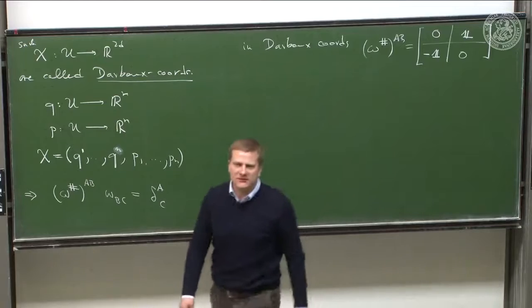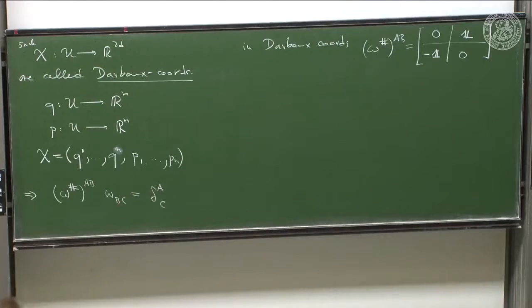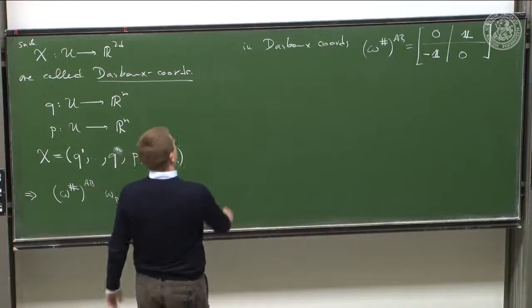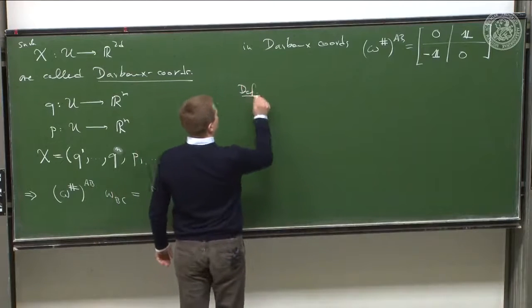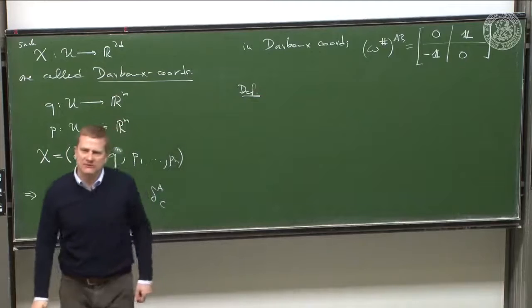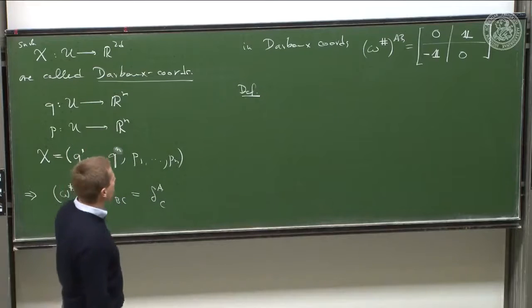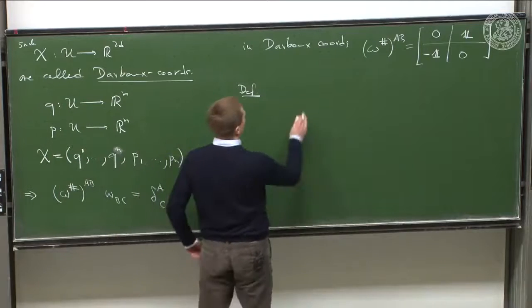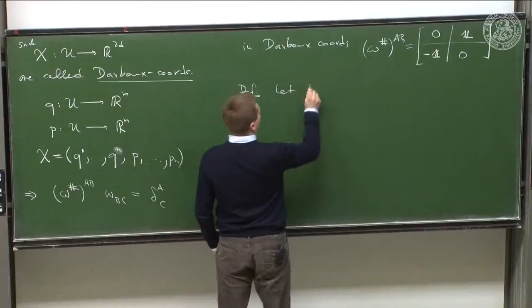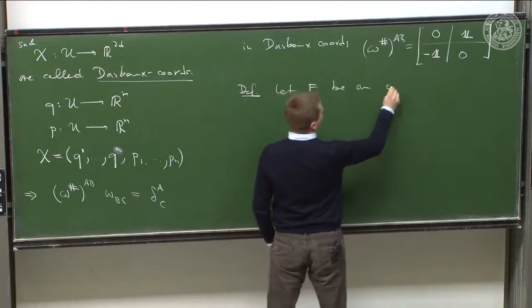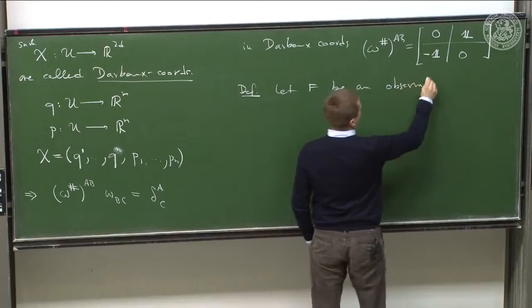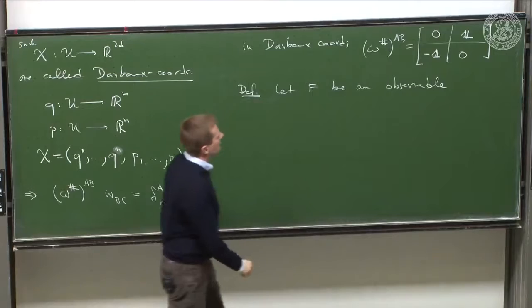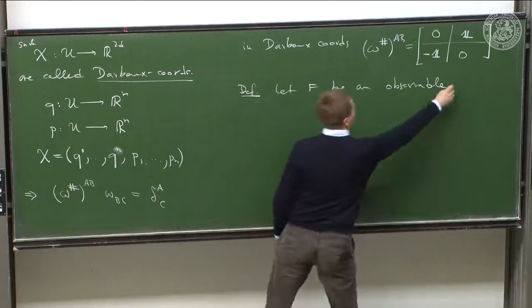Okay, so that's quite useful to keep in mind, because that's exactly the minus sign from the Hamilton equations. Well, I didn't tell you that yet. Well, I did, but forget about it for a moment again. Because we now have another definition, namely that of a Hamiltonian vector field. It's a little bit of a misnomer because the Hamiltonian vector field exists for every observable, not only for the Hamiltonian. Okay, let F be an observable.